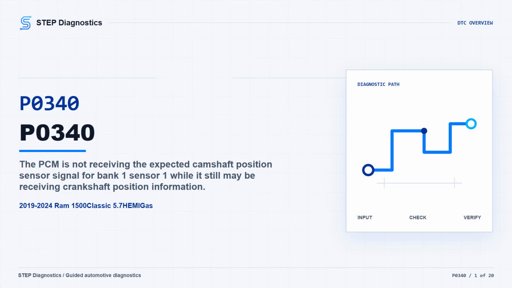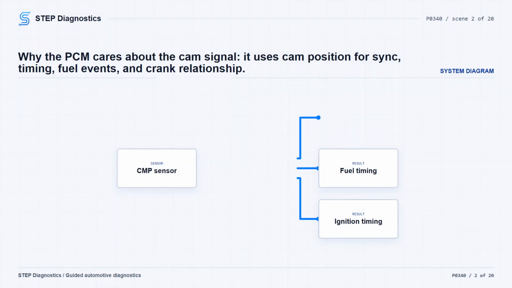On this Ram 1500 Classic with the 5.7 Hemi, P0340 is for the camshaft position sensor circuit on bank 1, sensor 1. In plain language, the PCM may be seeing crankshaft position information, but losing the camshaft position signal it needs for synchronization. The truck may still start, but it can have a delayed start while the PCM sorts out engine position, and the MIL can come on.